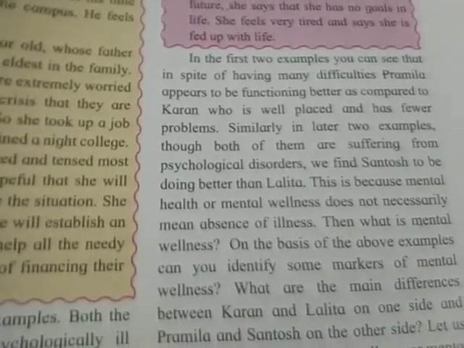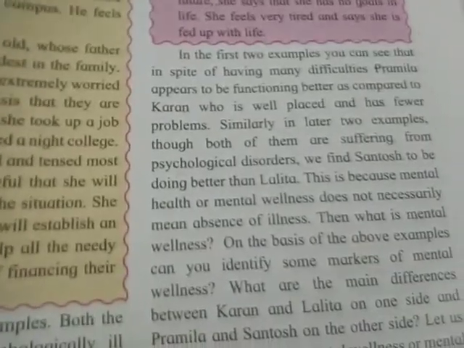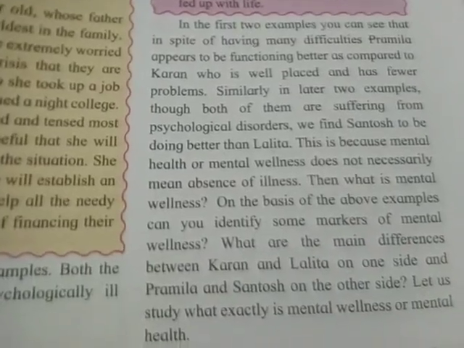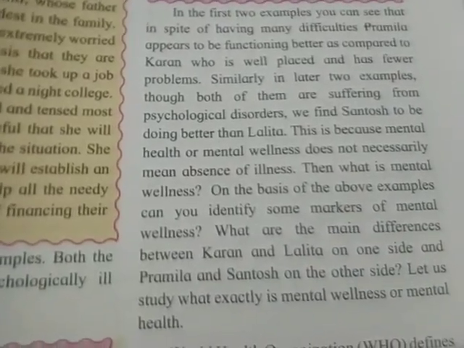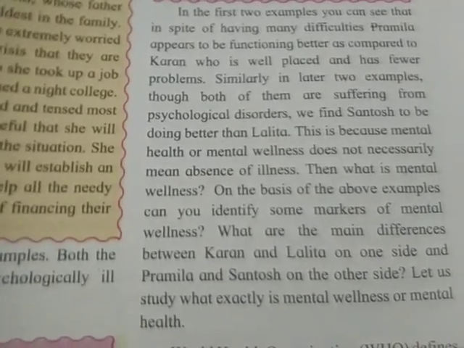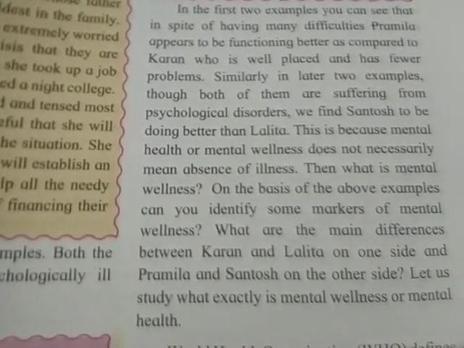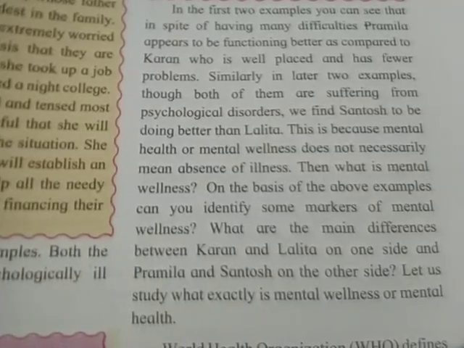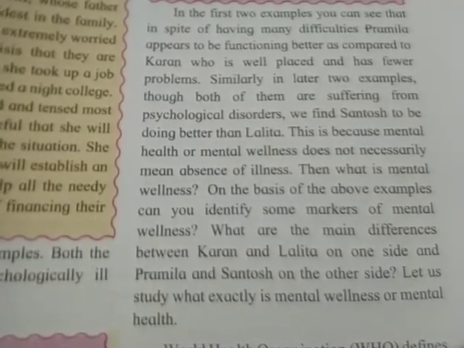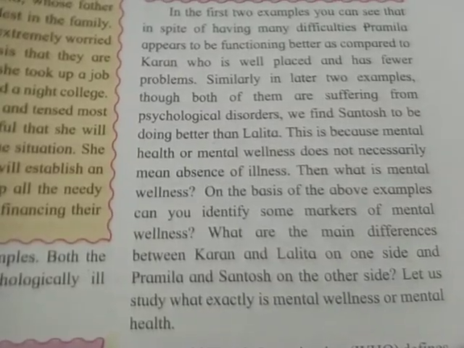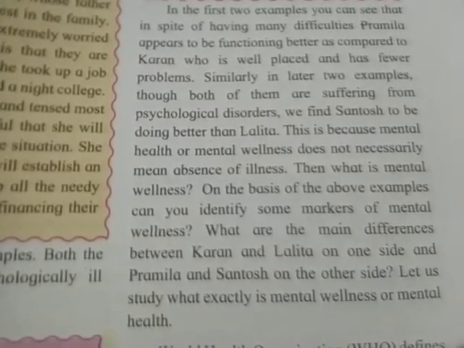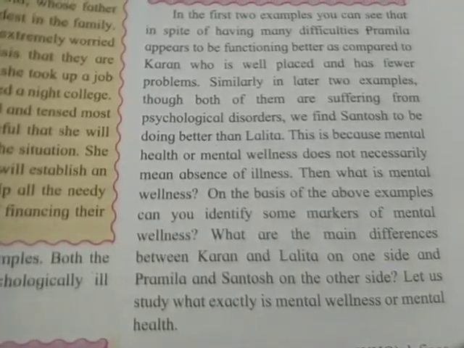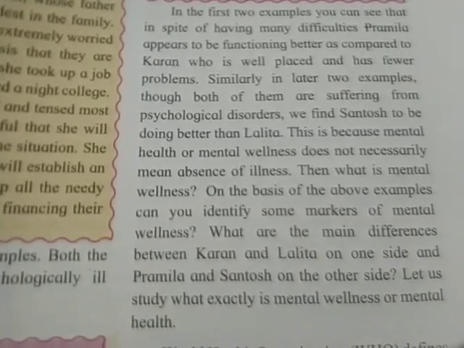In the first two examples, you can see that in spite of having many difficulties, Pramila appears to be functioning better as compared to Karan, who is well placed and has fewer problems. Similarly, in later two examples, though both of them are suffering from psychological disorders, we find Santosh to be doing better than Lalita. This is because mental health or mental wellness does not necessarily mean absence of illness.